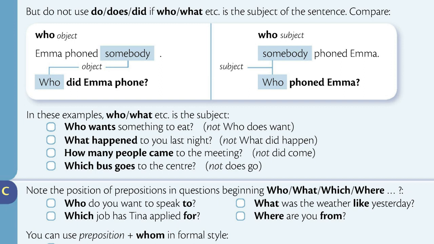In these examples, who or what, etc. is the subject. Who wants something to eat? What happened to you last night? How many people came to the meeting? Which bus goes to the centre?